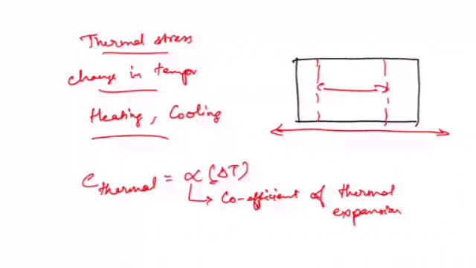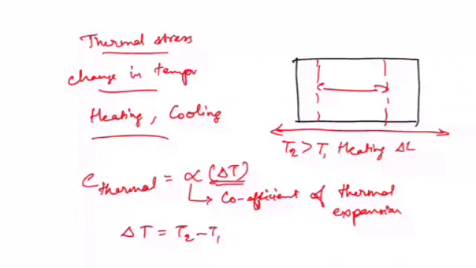So now what is this del T? Del T is the temperature difference, that is T2 minus T1. If T2 is greater than T1, then it is heating. And in this case there will be expansion, so del L, that is change in length, it will be positive. Whereas if T2 is less than T1, in this case it is due to cooling and there will be reduction in length, so del L will be negative in this case. So this is the difference.